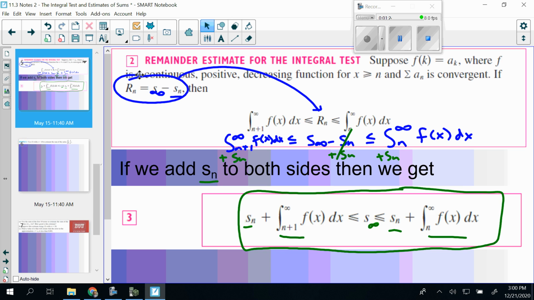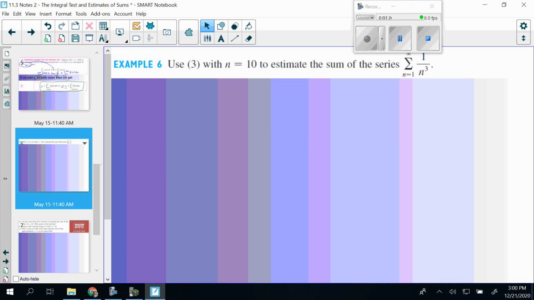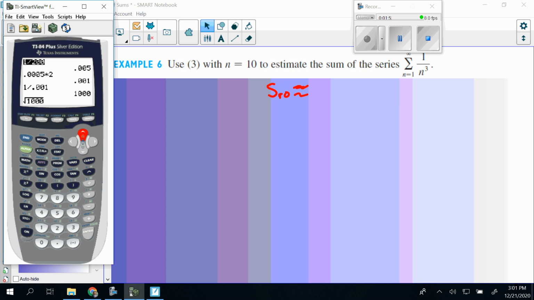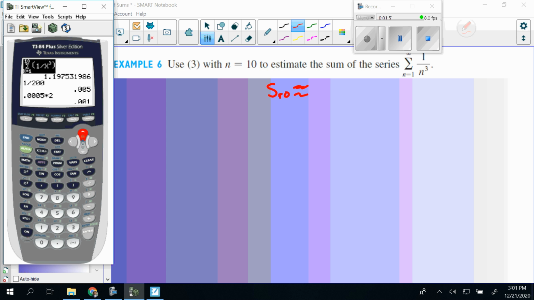So I think we can do that for the example we were just looking at. We want to estimate the sum of the series with n equals 10. We found the sum of the first 10 already. The sum of the first 10, we used a calculator and estimated that out here. That came out to be 1.19.